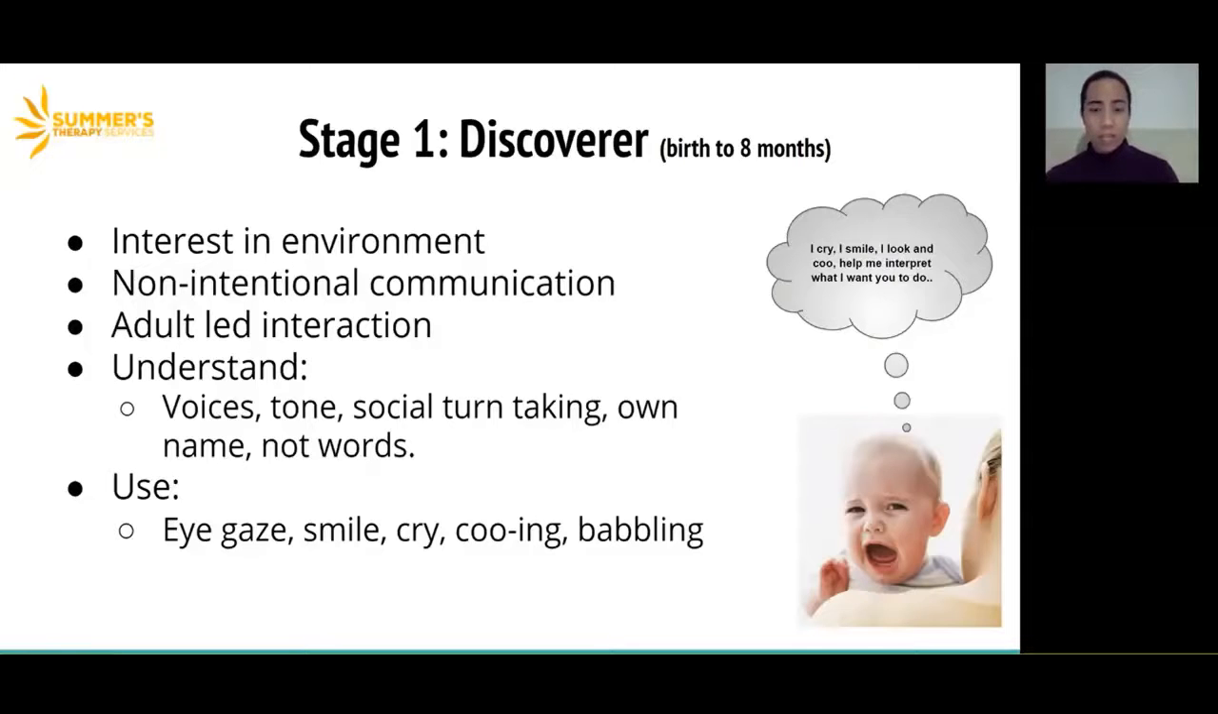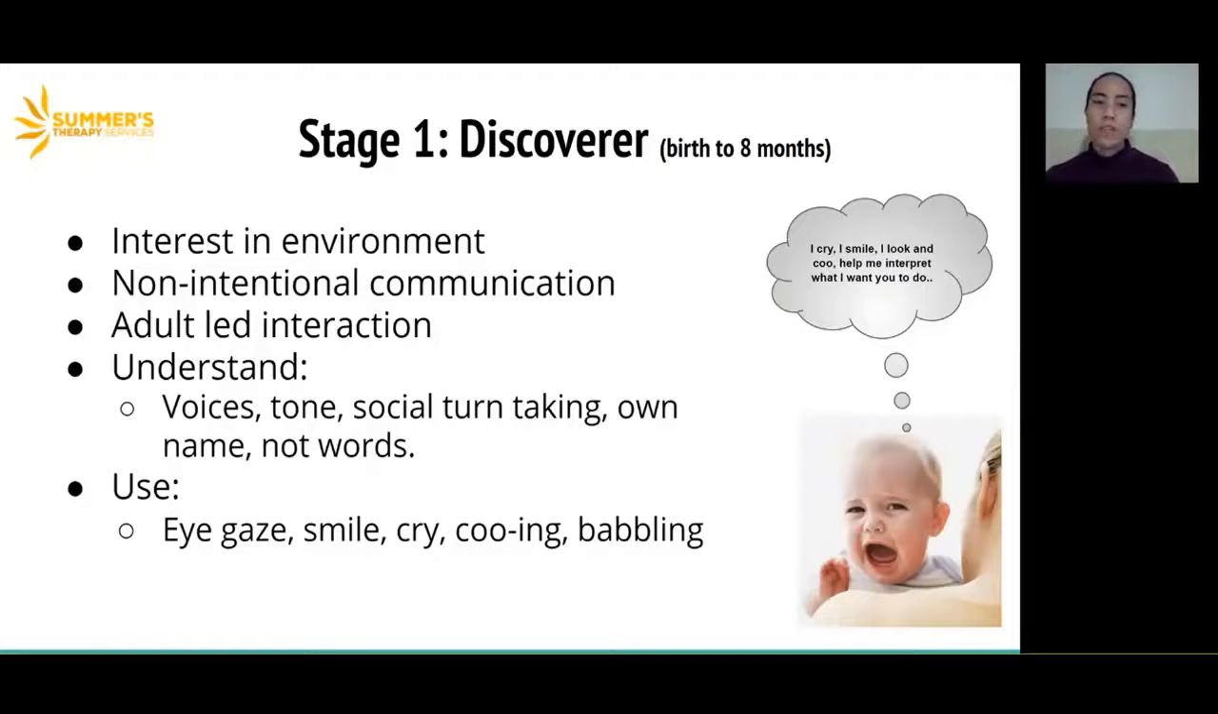Maybe at the end of this stage, they can start to understand their names, because think about it, as the adult goes to them, most of the time they're saying, hello Josh, hello Joshie. And they start to hear their name over and over again, and they may start to respond to their own name, but not so much the words that you're saying.